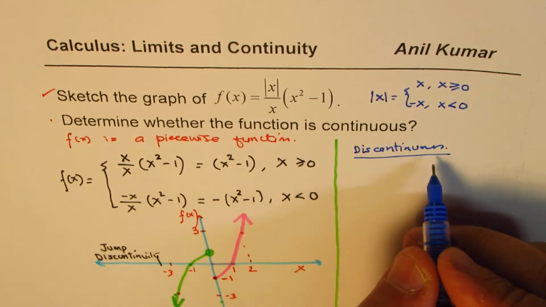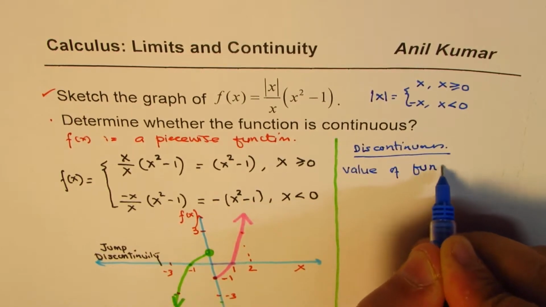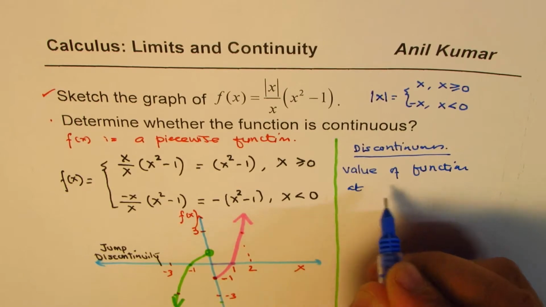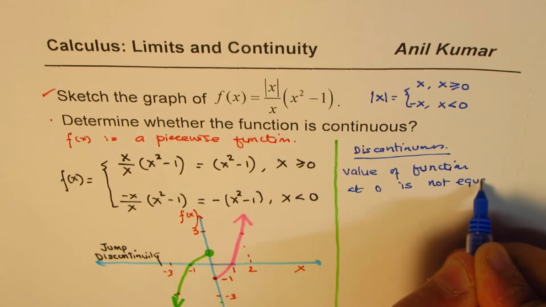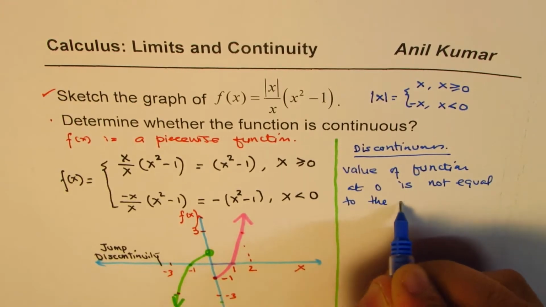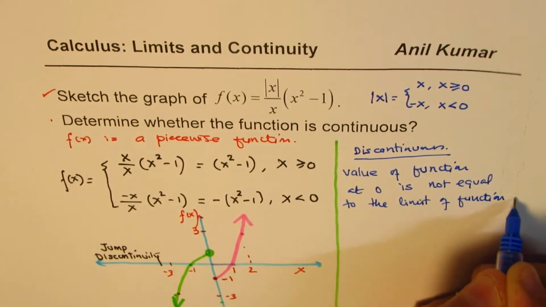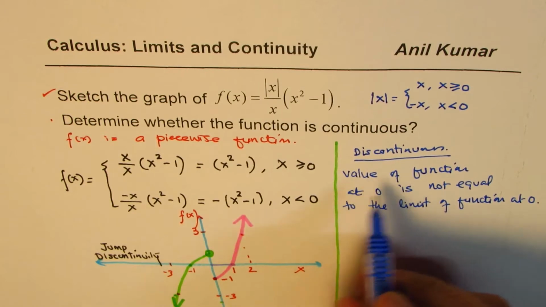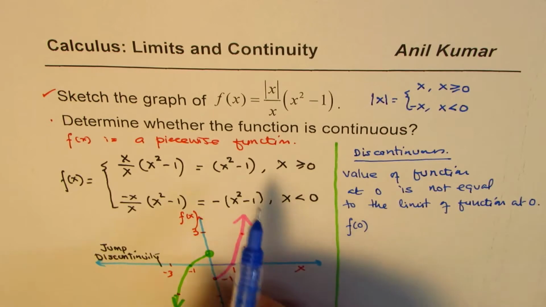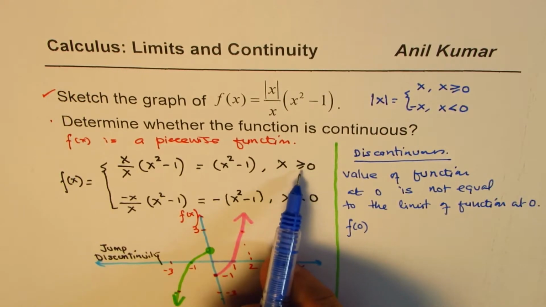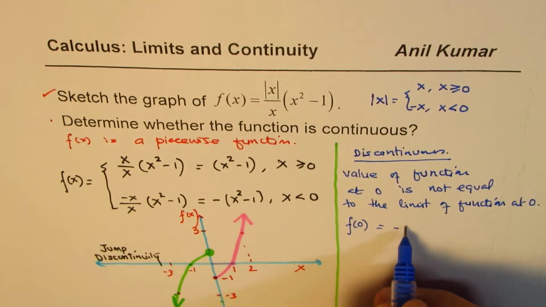The reason for being discontinuous is that the value of the function at 0 is not equal to the limit of the function at 0, right? In fact, what is the value of the function at 0? F of 0 is what? We defined it for x greater than or equal to 0, the right hand side, which is -1. So f of 0 is actually -1.